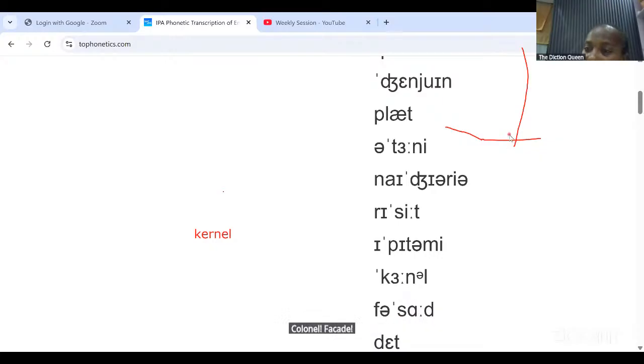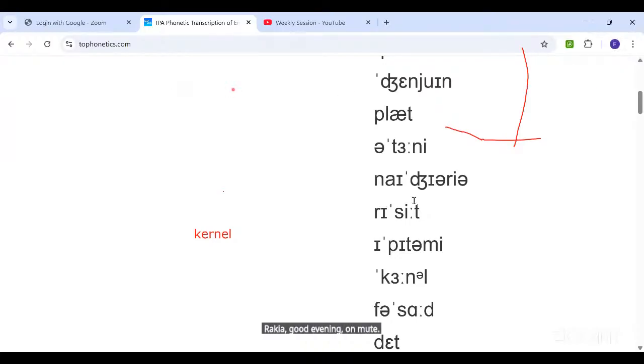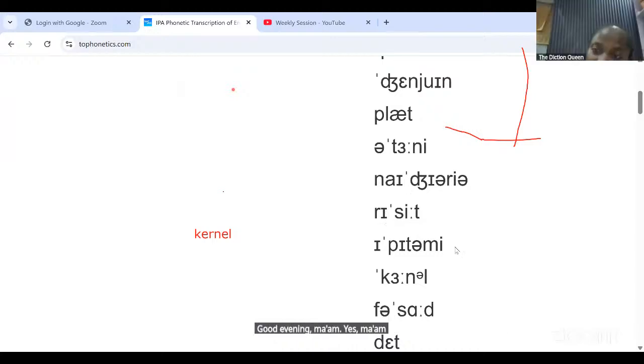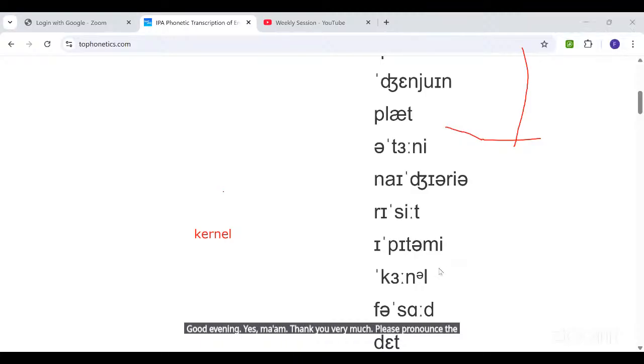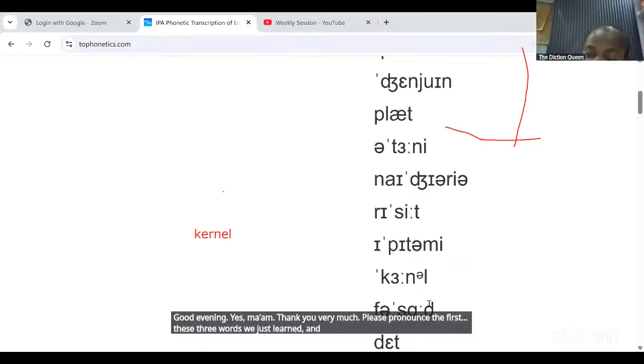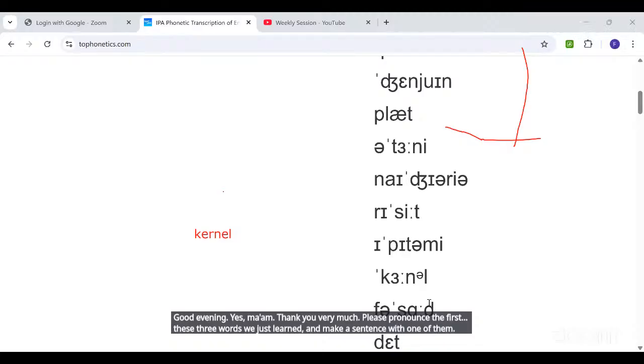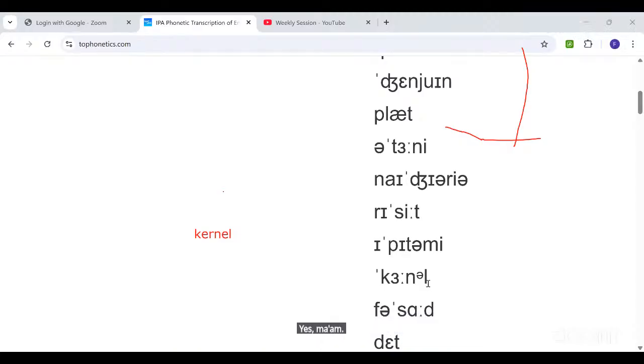Facade. Rakia, good evening. Unmute. Good evening, ma'am. Happy birthday. Thank you very much. Please pronounce these three words we just learned and make a sentence with one of them. Epitome. Colonel. Epitome, a, not e. Epitome. Colonel. Facade. Please make a sentence with one of them.